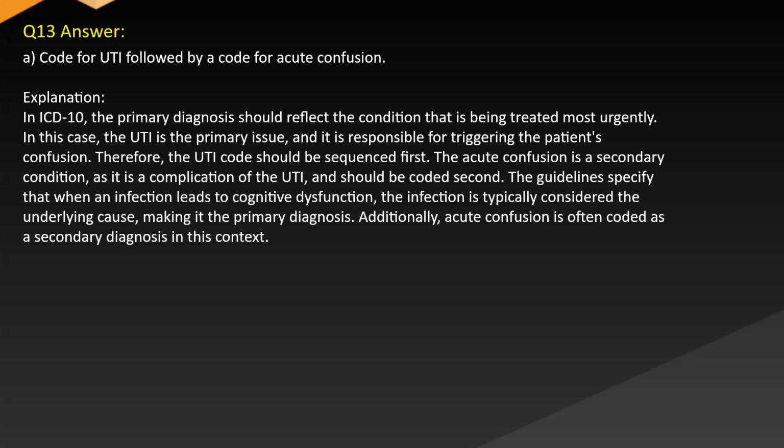Answer A. Code for UTI followed by a code for acute confusion. Explanation. In ICD, the primary diagnosis should reflect the condition that is being treated most urgently. In this case, the UTI is the primary issue and it is responsible for triggering the patient's confusion. Therefore, the UTI code should be sequenced first. The acute confusion is a secondary condition as it is a complication of the UTI and should be coded second. Guidelines specify that when an infection leads to cognitive dysfunction, the infection is typically considered the underlying cause, making it the primary diagnosis. Additionally, acute confusion is often coded as the secondary diagnosis in this context.